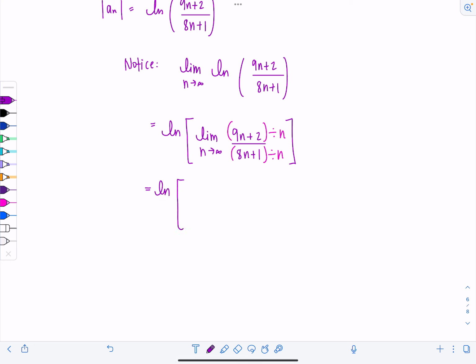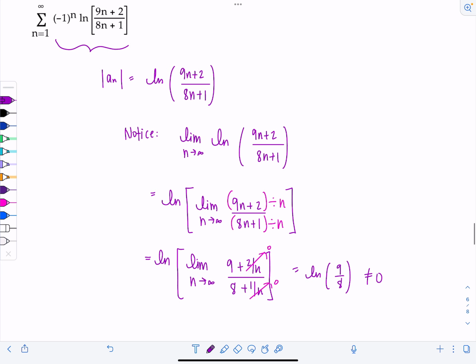You can always do this in your head too, honestly. The limit as n goes to infinity is going to be (9 + 2/n)/(8 + 1/n). Then I can see 2/n is going to go to 0, 1/n is going to go to 0, and this ends up being natural log of 9/8. Ooh, and that's not 0. And remember, the test for divergence tells us if the terms of our series do not approach 0, then the series diverges.